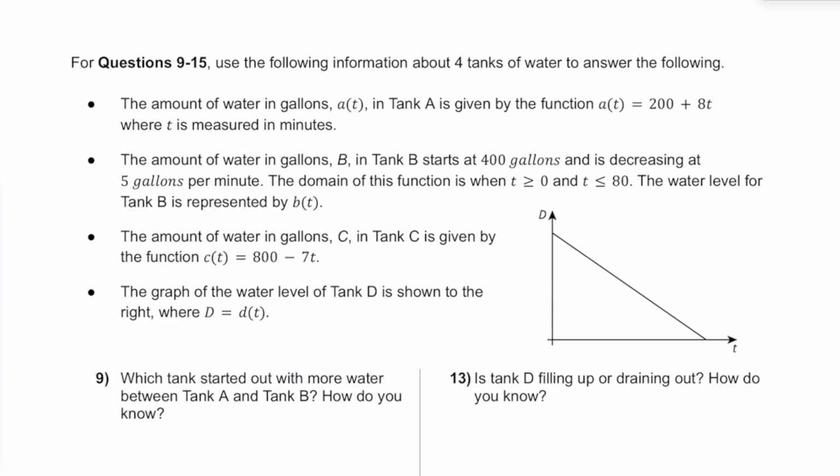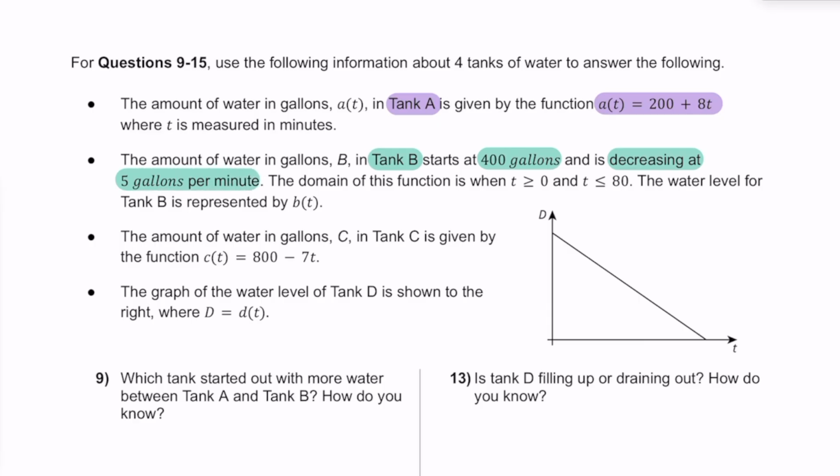So you can read through and pause if you need to. But if we take a look at question 9, the question says, which tank started out with more water between tank A and tank B? So let's go ahead and look at the difference between those two. Well, if we look at tank A, the function is A of T is 200 plus 8T. And then if we take a look at tank B, this one starts out with 400 gallons, but then is going to be decreasing at a rate of 5 gallons per minute.